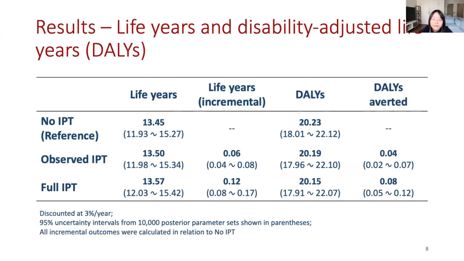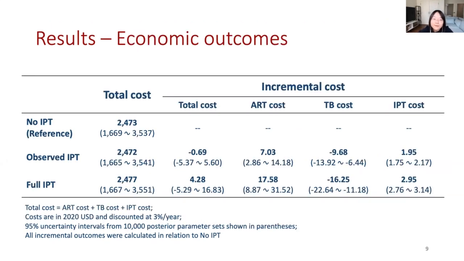In terms of life years and disability-adjusted life years, the observed IPT scenario on average resulted in a significant 0.06 life years gained and 0.04 DALYs averted per person compared to no IPT. The full IPT scenario yielded larger health benefits at 0.12 life years gained and 0.08 DALYs averted. These health benefits came with very low cost consequences. Compared to no IPT, the observed IPT on average saved $0.69 per person's lifetime, while the full IPT resulted in an extra cost at only $4.28.